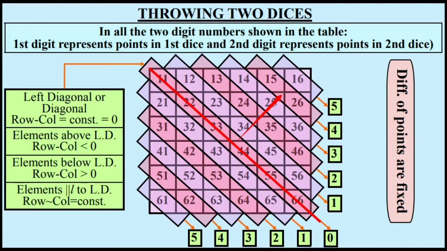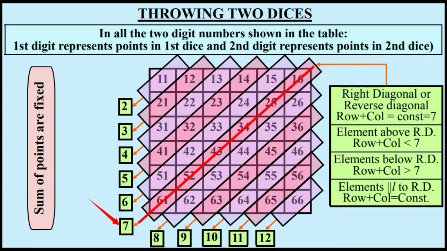Here is another screen where a line drawn from the top right corner to the bottom left corner is called reverse diagonal or right diagonal. And here I find that the elements falling on this diagonal are 16, 25, 34, 43, 52 and 61, and we observe here that the sum of the points in two dice is fixed, and that is 7.